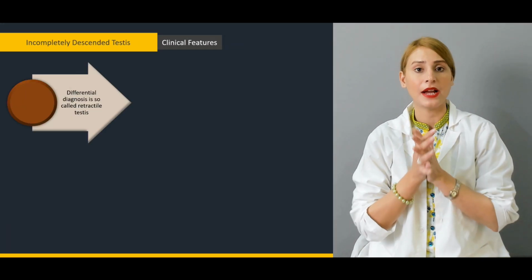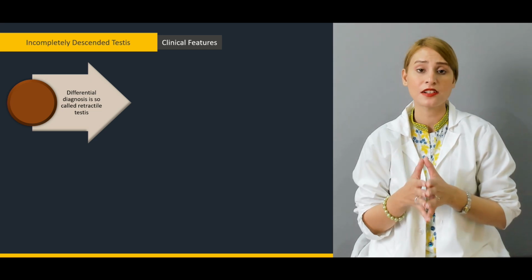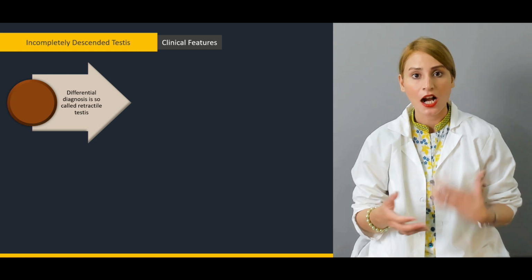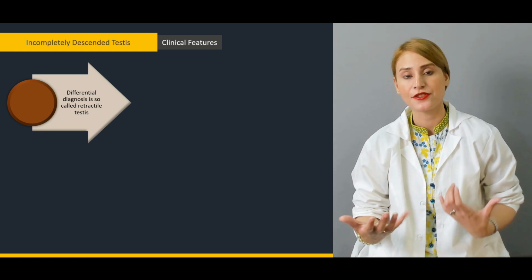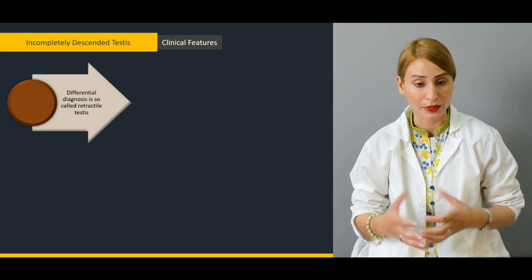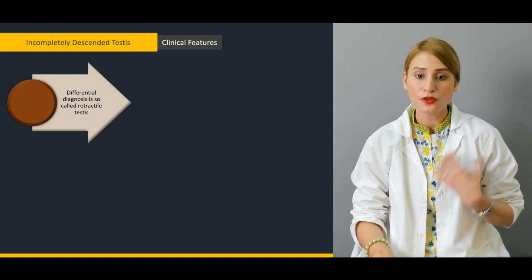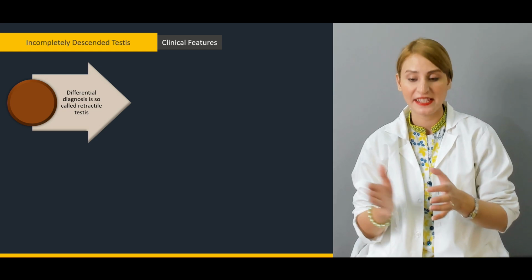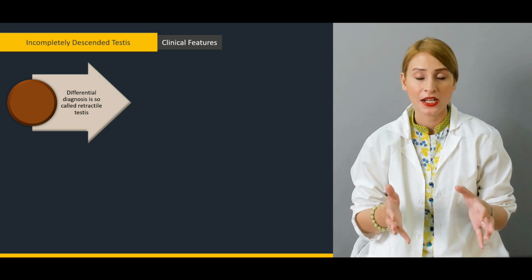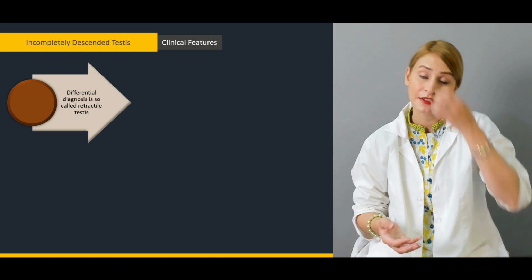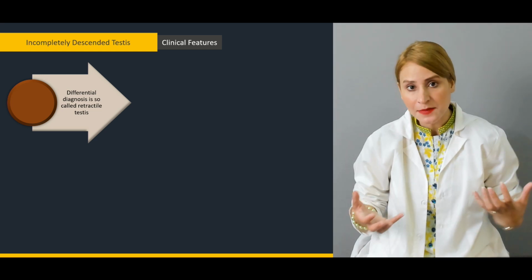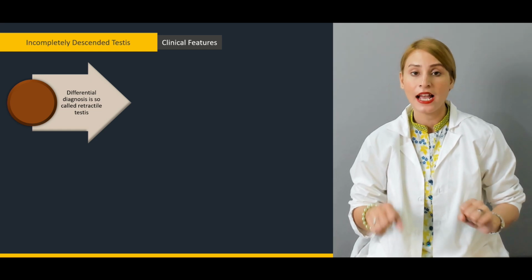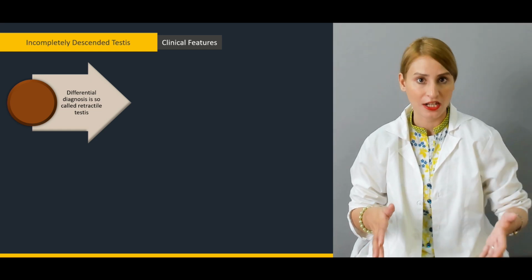So if a patient is coming to you, or a child is brought to you by his parents, what would be the clinical features or the presenting complaints? You should always keep in mind that the patient will tell you that the left or the right testis is present, but the other testis is absent. Sometimes, it can be a retractile testis. That's a different entity as compared to the undescended testes.